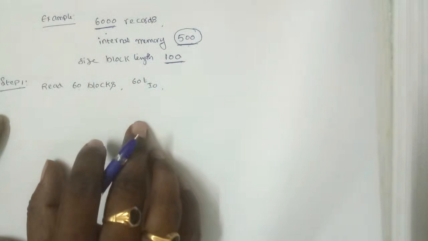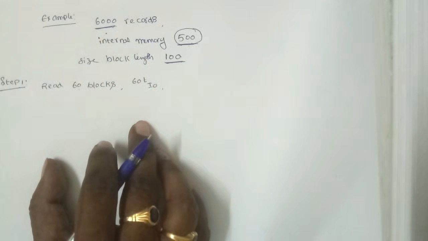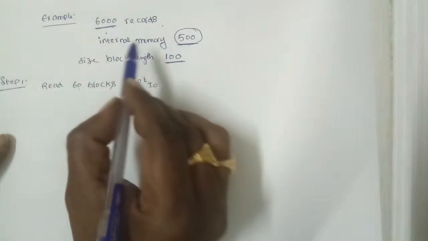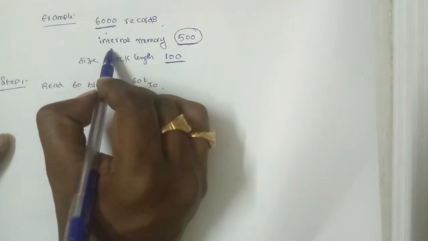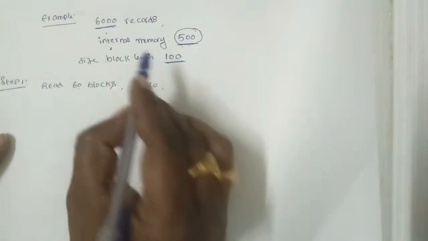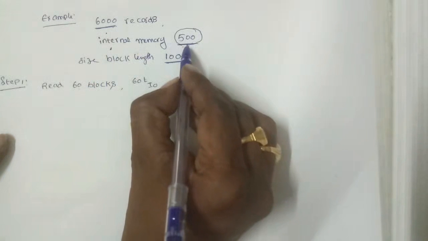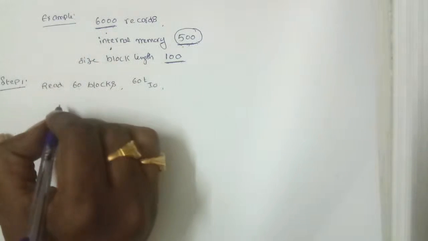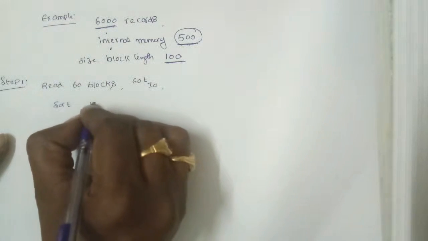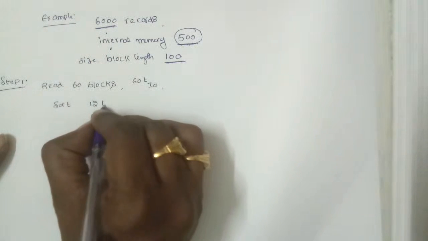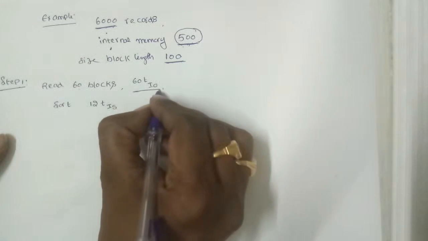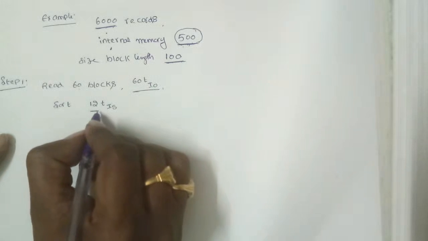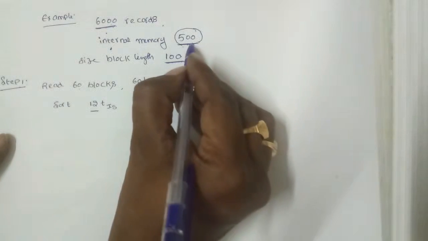After reading 60 blocks, what do you have to perform? You have to perform the sort operation, and the sort operation is performed in the internal memory. The size of the internal memory is 500. So 6,000 by 500 is 12. So for the sorting operation, it requires only 12 parts. You got it? This is for reading a block. We have a total of 12 parts, that is, 6,000 is divided by 500.